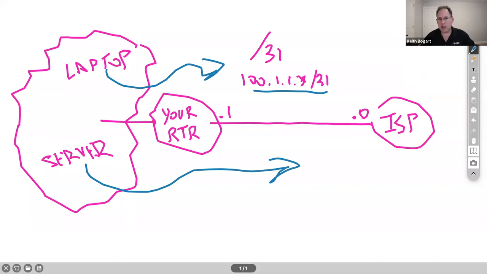So that, you know, just give your laptop and server some private addresses, like 10 dot something, or 192 dot something, and when they go through your router, just translate all the source addresses to what's on your router itself. But they gave you a /29, so maybe they gave you this as well. 100.1.1.8/29.